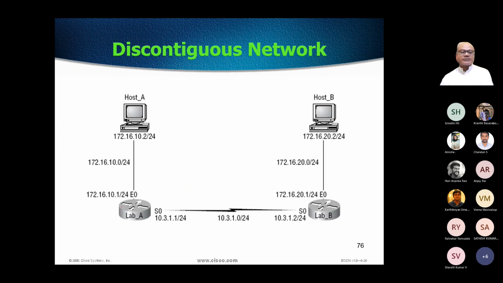You can see the discontiguous network. You can see this one with the 10 dot network. You can see this is the 1 dot network and this is the 20 dot network. Same thing. So this lab we are going to do now. Okay, very simple lab. They are going to exchange their updates.